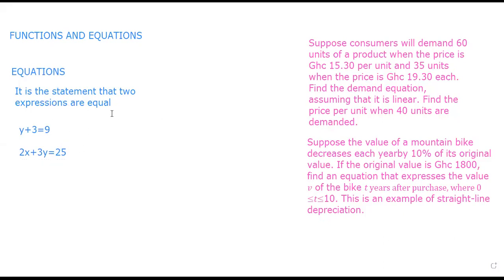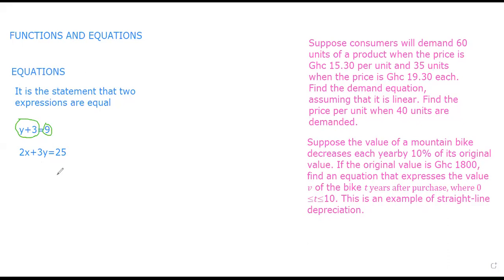So I said that it is the statement that two expressions are equal. So this is one expression, and this is another expression. You are saying that Y plus 3 is equal to 9. This is an equation. The two expressions are separated by an equal to sign. Then it must have at least one variable. So for example, in the first equation, Y plus 3 is equal to 9, you have one variable, Y. In the second example, 2x plus 3y is equal to 25, you have two variables, x and y.